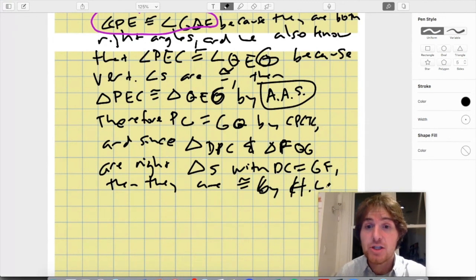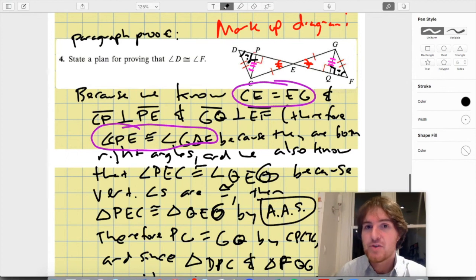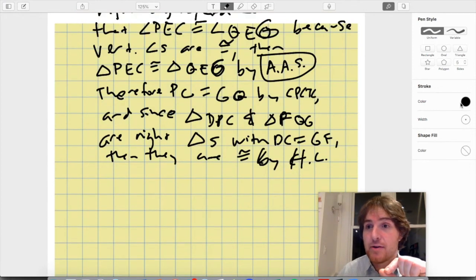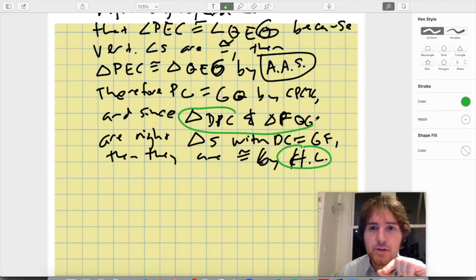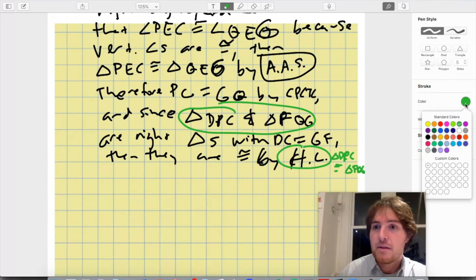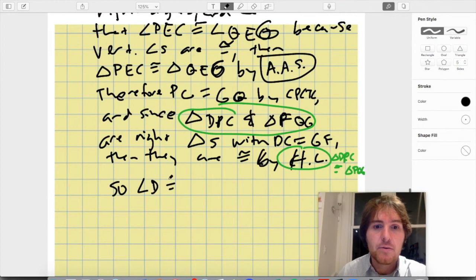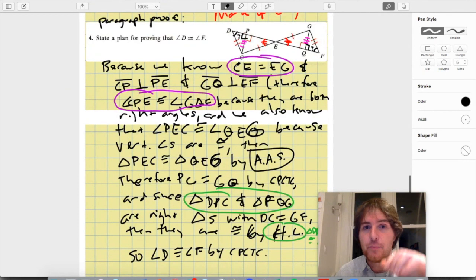by HL, okay, by HL, right? Through CPCTC, we got PC and GQ, those two segments were congruent to one another. We're given those segments congruent, so we got a hypotenuse and leg, they're right triangles. That means those two triangles are congruent. And now we've proven that the two triangles are congruent by HL, right? Triangle DPC congruent to triangle FQG. Therefore, we can get to what we were trying to prove, which was that angle D is congruent to angle F. So angle D is congruent to angle F by CPCTC.